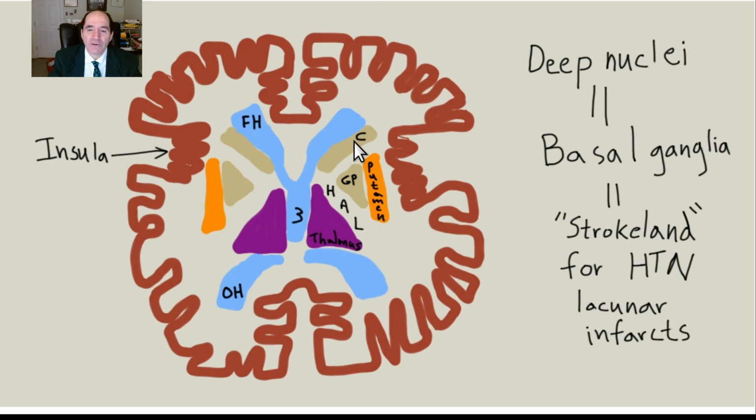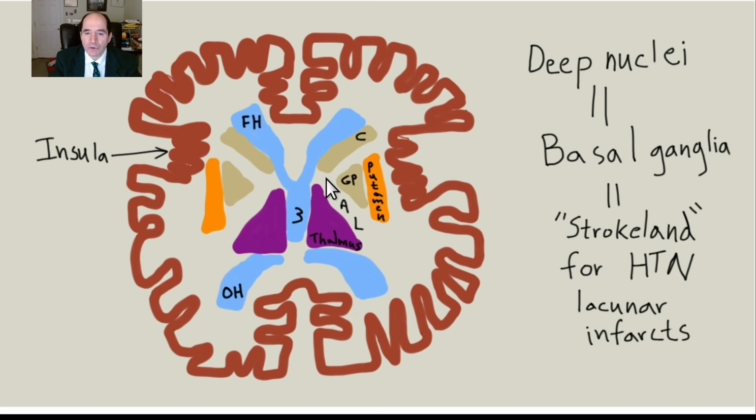Okay, here's the caudate nucleus. We're not going to talk too much about that, but just so you know, it contacts the frontal horn. FH is for frontal horn because they're in the frontal lobes. OH is for occipital horns because this part of the ventricles is in the occipital lobe. Thalamus runs right next to the third ventricle here. I drew the name HAL, H-A-L, and that stands for head, arms, legs. And we're going to talk a little bit later about the corticospinal tract, and the fibers to the head go through the anterior part.